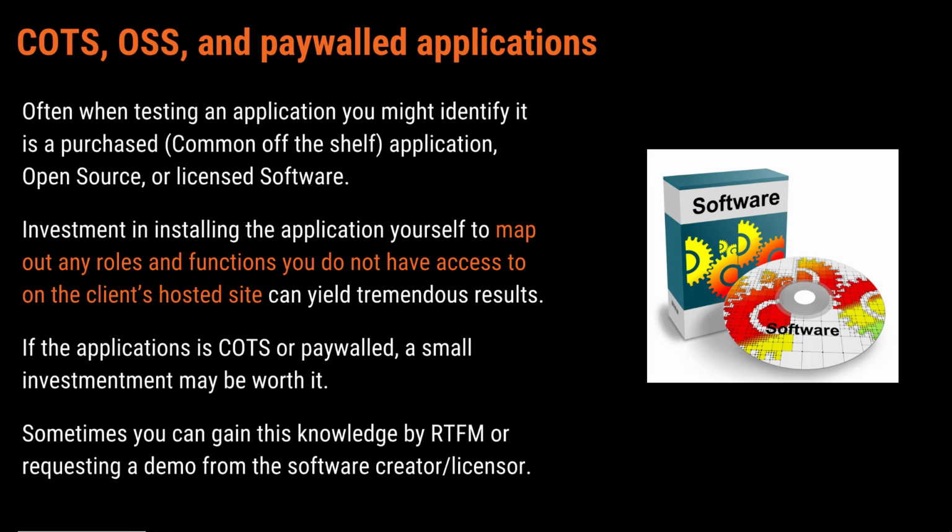If the application is COTS or paywalled, you might have to pay a small amount to get access to that. But if you can look at the help docs, a lot of times you can view pathing and roles and all that information inside of the help docs, which are usually freely available. You can also request a demo from the software creator, licensor, or the SaaS platform that is putting up the paywall, and maybe you can garner the requests and the research you need to find access control bugs in that software from those methods as well.